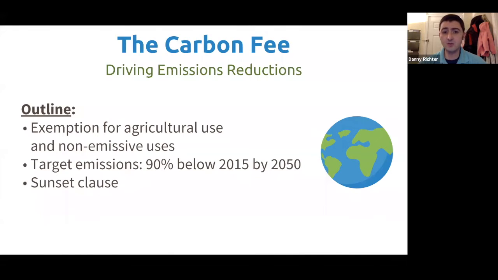We divided that in half. That gives you 87.5. We rounded up to a round number, to give ourselves some cushion: 90% below 2015 by 2050.